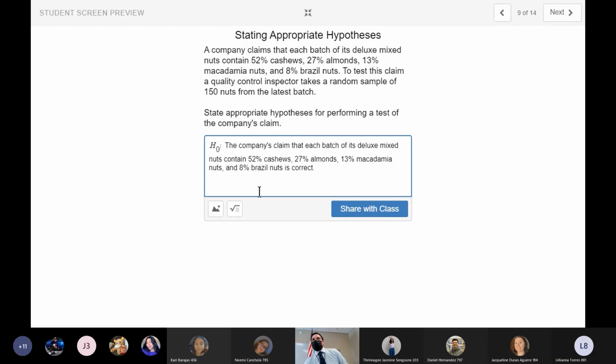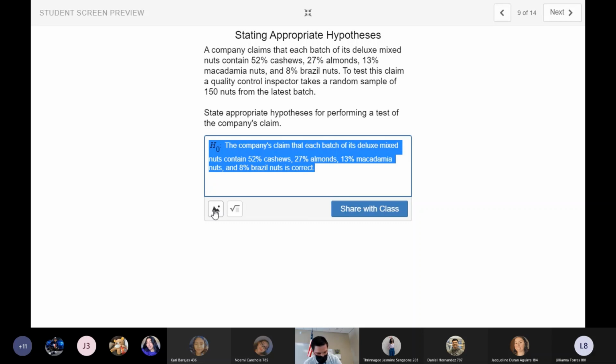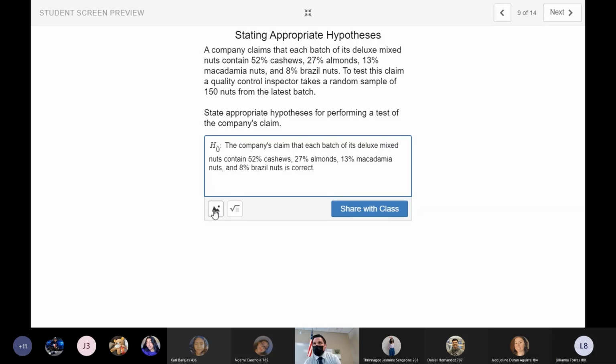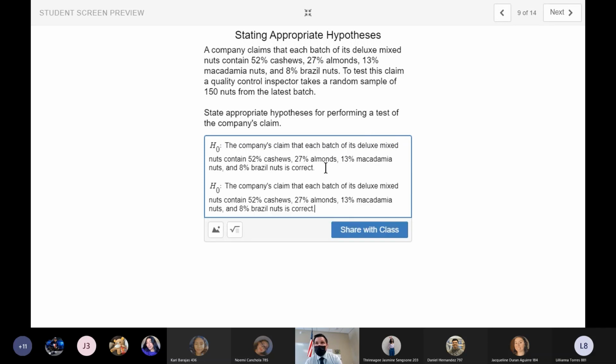That's proper, I believe. Company claims that each batch of its deluxe mix nuts contain 50% cashews, blah, blah, blah, is correct. Right? Or you could say some derivative thereof is true, something like that. And then we will just repurpose this.